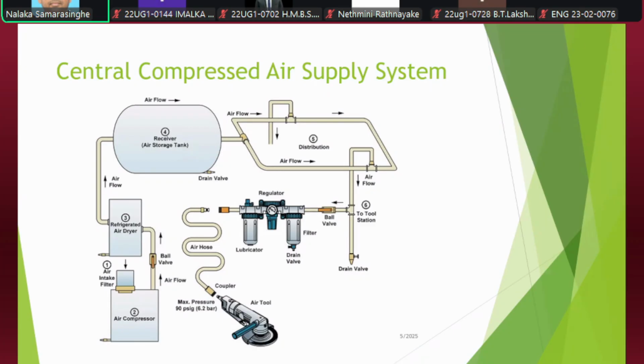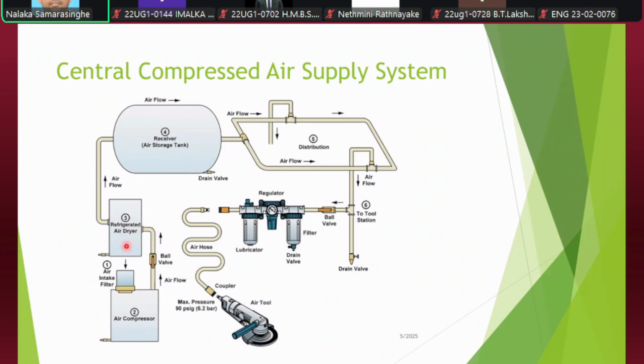Here we have the air compressor, and after that we have a valve for disconnection whenever it's necessary. After that, there is an air dryer unit, a refrigerated air dryer unit. Refrigeration is done once you compress the air, because there is moisture content in the air. When you compress air, it gets condensed.